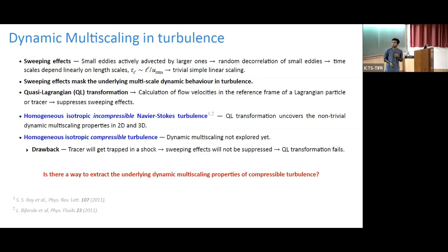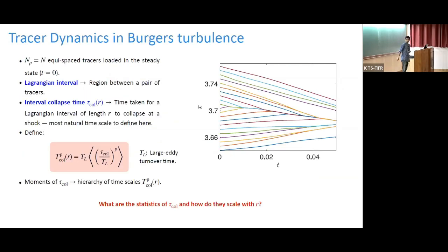So the question is, is there a way to extract the underlying dynamic multiscaling properties of compressible turbulence in such situations? So what we do is the following. We load N tracer particles in the simulation domain, and we track the positions of the tracers as they move along with the flow. Since this is a compressible flow, the tracers will come at shocks and collide with each other.